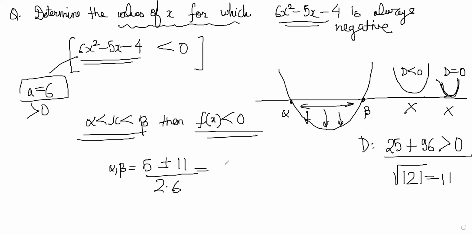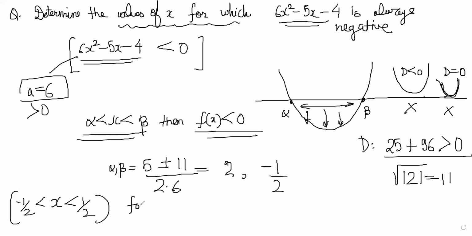So basically (5 plus 11)/16, by 8, which is 2, or (5 minus 11), minus 6 by 2 into 6, which is minus 1 by 2, right? So two of the roots are minus 1 by 2 and 2. Therefore you get minus half is less than x is less than half. That is the range for which f of x will be less than 0, right?